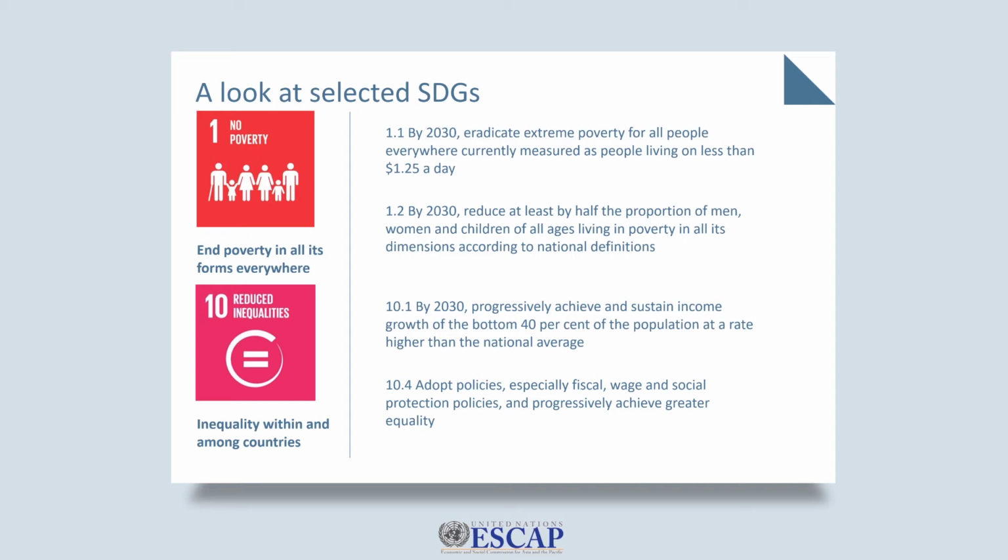As a second example, let's look at SDG 10, which calls for the end of inequality within and between countries. More closely, SDG 10 is accompanied by 10 targets. Target 10.1, for example, is to, by 2030, progressively achieve and sustain income growth of the bottom 40% of the population at a rate higher than the national average.